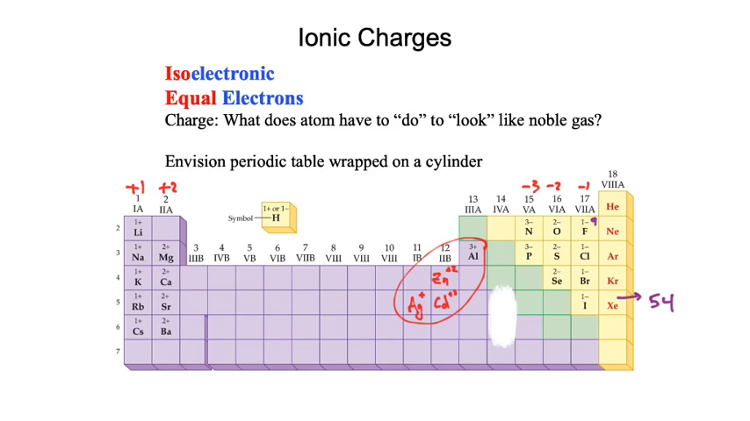For fluorine to look like xenon, what does it have to do? Xenon has 54 electrons. If I add 1 electron to fluorine, I look like 54? 10 is the same as 54?